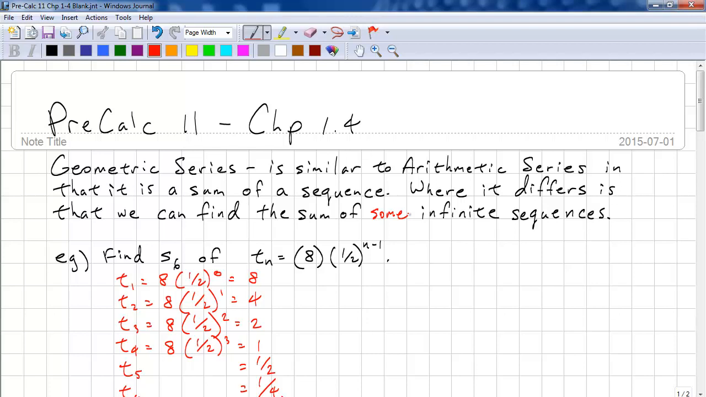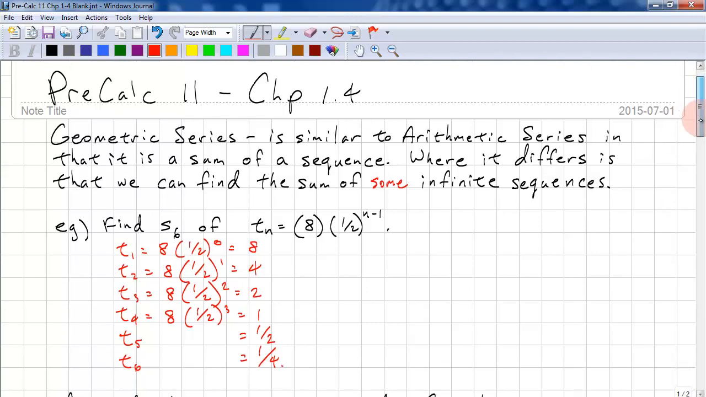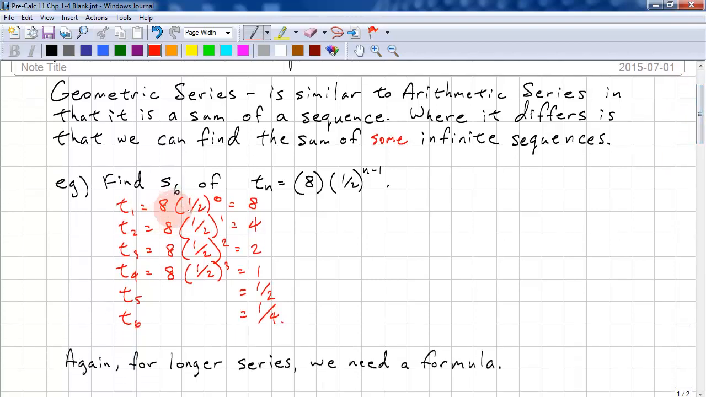Okay, here's an example. Find S6 using t of n as 8 times 1/2 to the power of n minus 1. So if we just write it out, 8 times 1/2 to the power of 0, that's 8. 8 times 1/2 to the power of 1, that's 4. And so on. We get 8 plus 4 plus 2 plus 1 plus 1/2 plus 1/4. So S6 equals 8 plus 4 plus 2 plus 1 plus 1/2 plus 1/4.